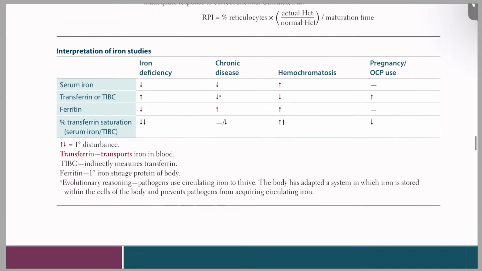Transferrin transports iron in blood. TIBC indirectly measures transferrin. Ferritin is the primary iron storage protein of the body. Evolutionary reasoning: pathogens use circulating iron to thrive. The body has adapted a system in which iron is stored within the cells of the body and prevents pathogens from acquiring circulating iron.